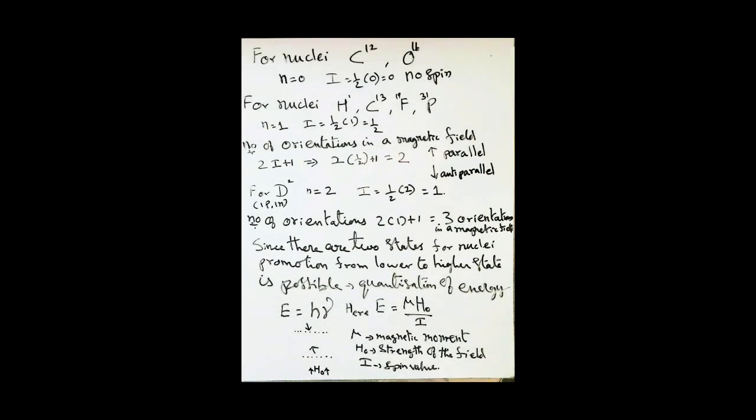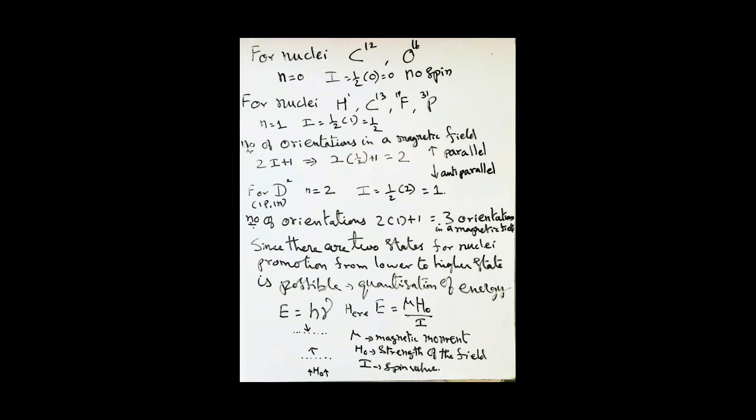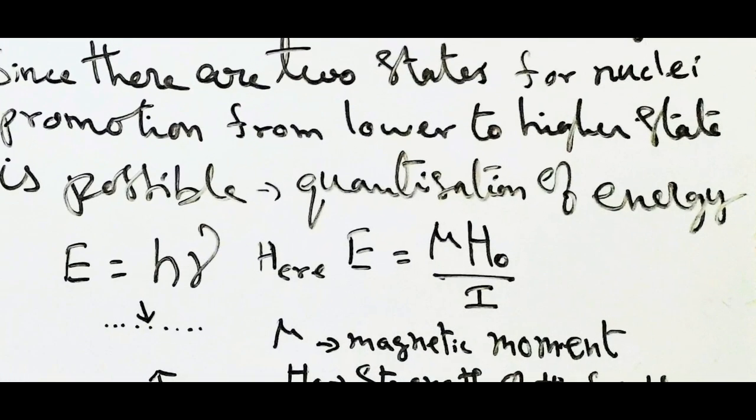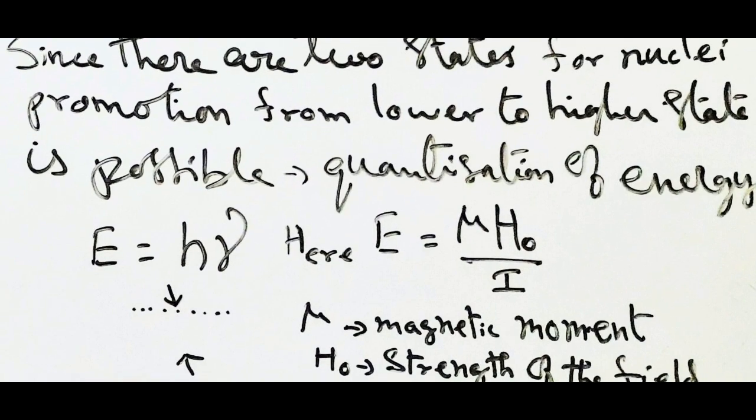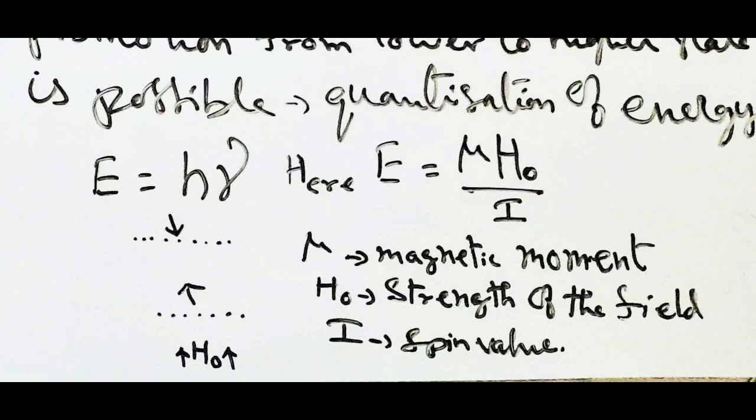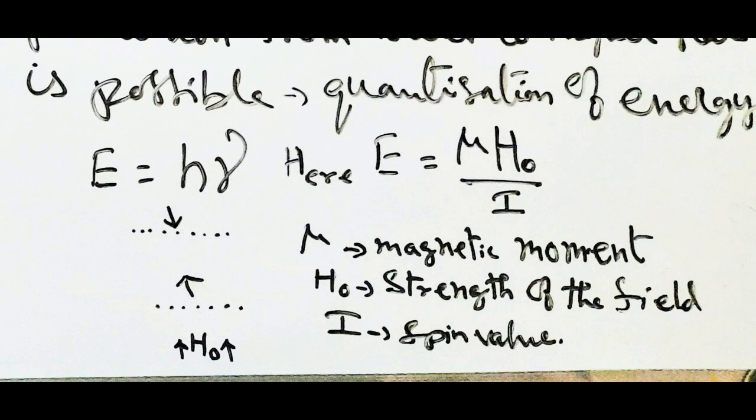We have these nuclei, and I have explained everything already. When the nucleus is placed in a magnetic field, it is present in the lower energy state. It can be promoted to the other orientation, the high energy state. This is called the quantization of energy, in quantum mechanical terms. The energy required for the promotion of a nucleus from the lower state to the higher state is given by the formula E is equal to h nu, and again E is related to other parameters, namely the magnetic moment, the applied field H0, and the spin value: E is equal to mu H0 by I. If we equate the two equations, then we have nu is equal to mu H0 by h I.